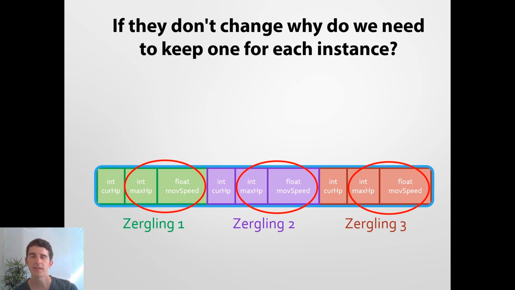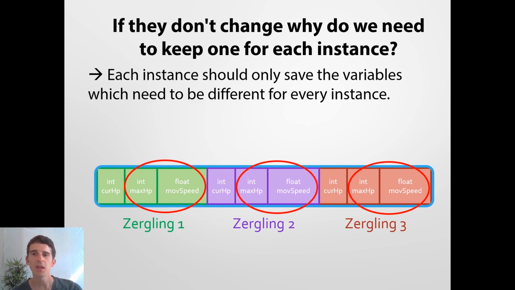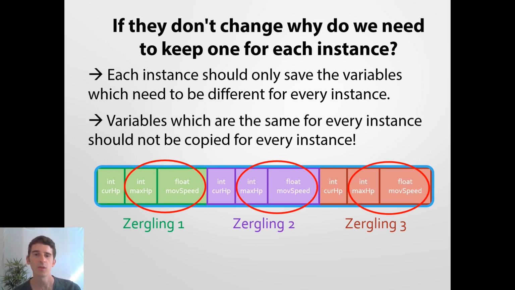Okay, so let's summarize it. Each instance of a Zergling should only save the variables which need to be different for every Zergling instance. And also, variables which are the same for every instance should not be copied for every instance. Instead, they should be shared and just put into the RAM once and not for each single instance.